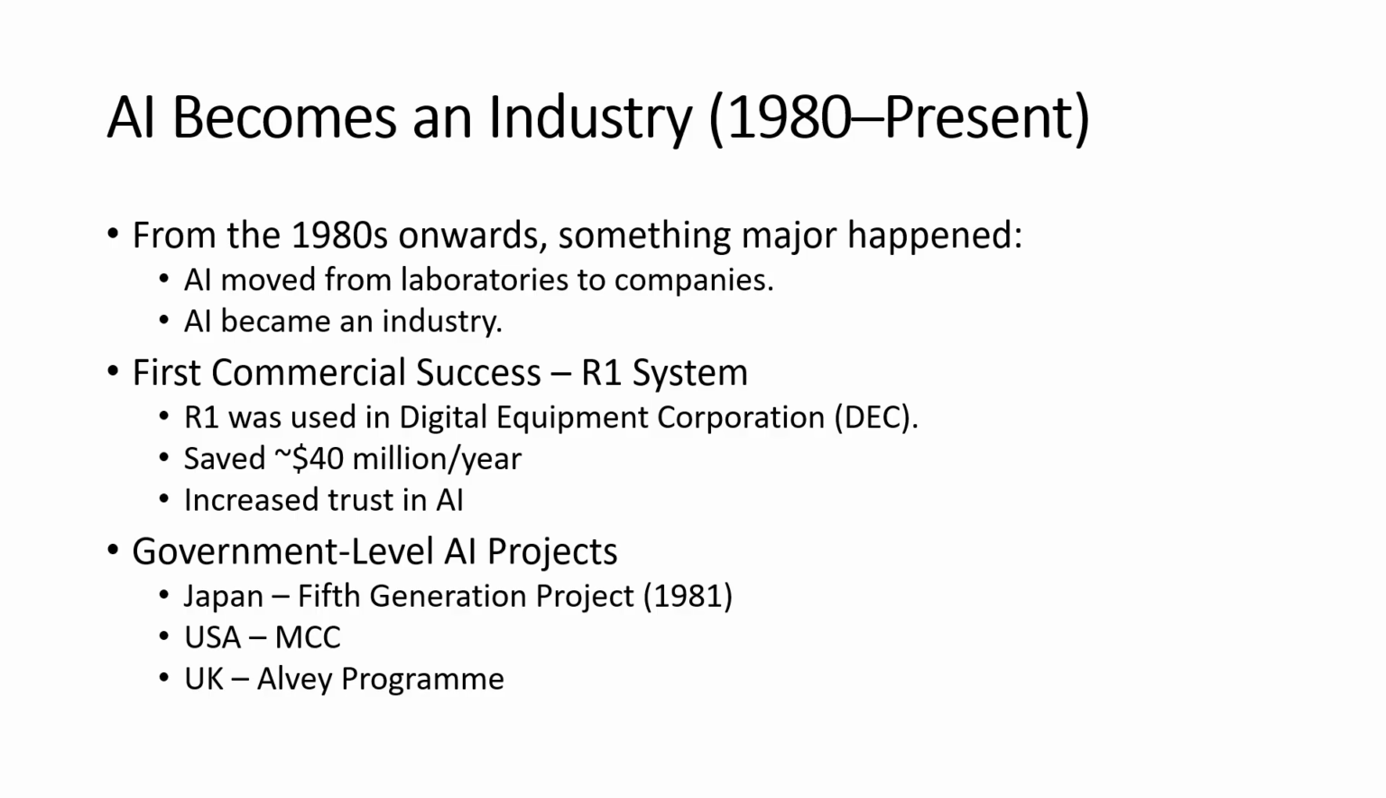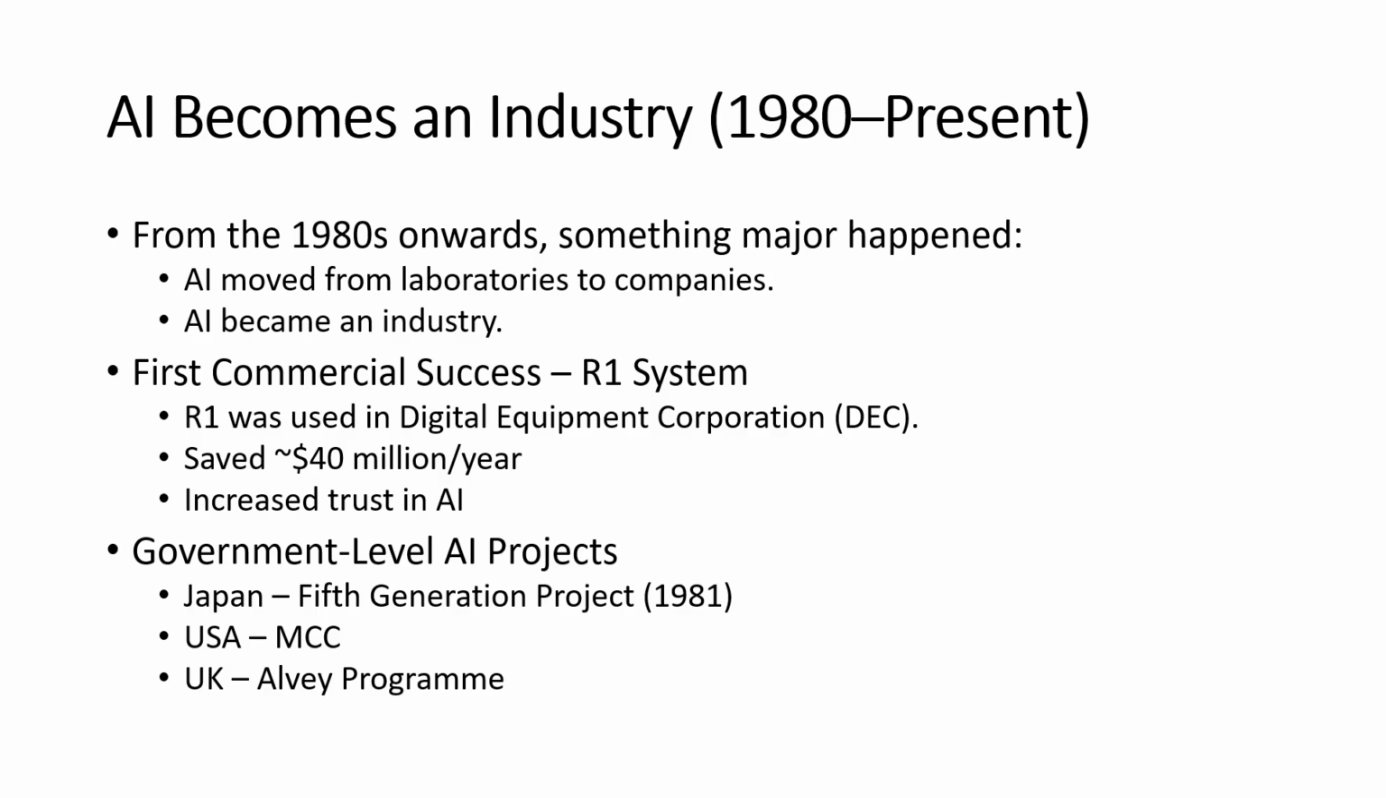Early AI programs solved toy problems. But R1 solved a real industrial problem. It was used at Digital Equipment Corporation and saved $40 million per year. And this actually increased trust in AI systems. So this made the companies realize AI is useful and profitable. After R1, many companies started AI departments. Not only companies, even governments invested in AI.